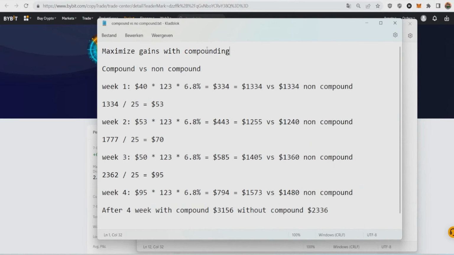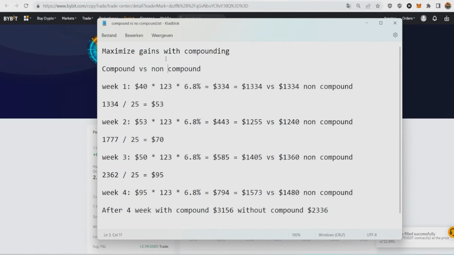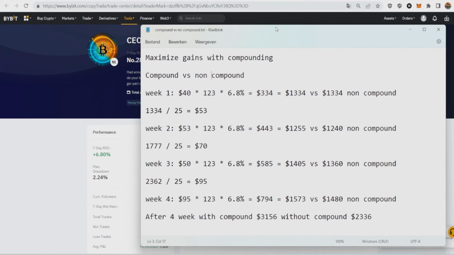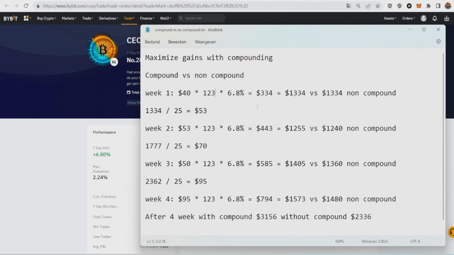Well, I'm gonna tell you right now with something I call compound investing, guys. Basically with compounding, you can actually maximize your gains. What does that really mean? Compounding means taking your profit and using it again to make more profit. For example, guys, we saw that the profit of the guy who's done 1,000 would be 334 per week, gross profit. So let's say we would do that with compound and non-compound. After 1 week, the compound guy would have $334 profit and the non-compound would have the same, guys.